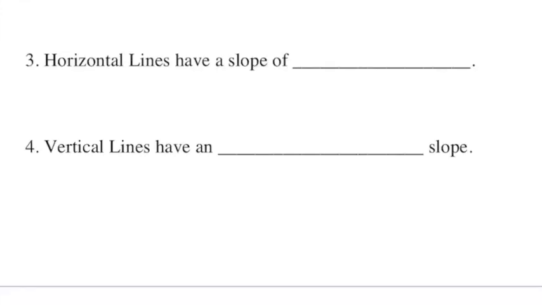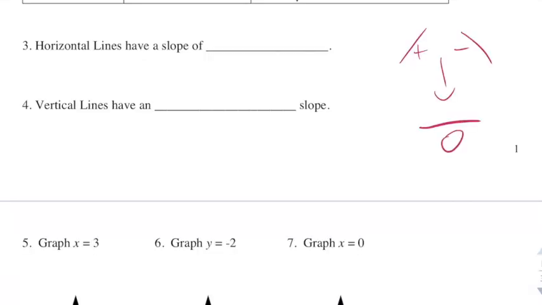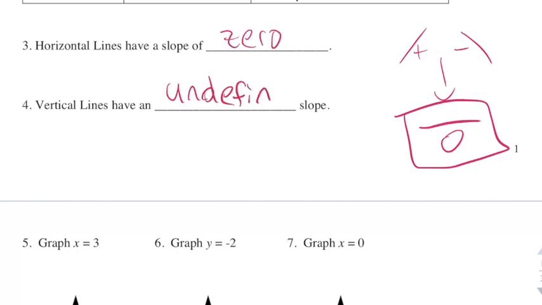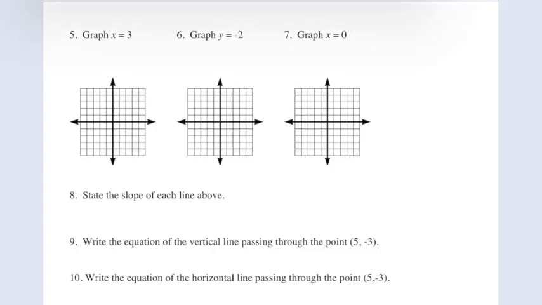They're going to start asking us for horizontal lines and vertical lines and their slope. Well, let's remember slope man. Slope man would say a horizontal line has 0 slope. A vertical line has an undefined slope, as we've talked about in previous lessons. So now we're just going to take this information and use it to do some graphing.